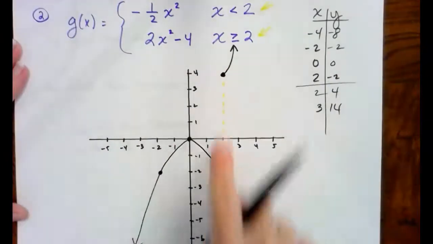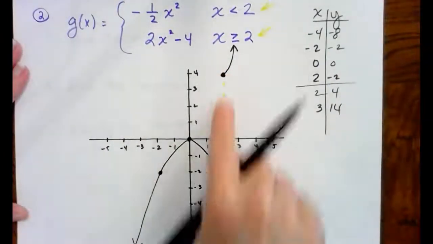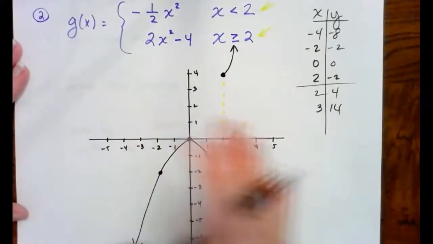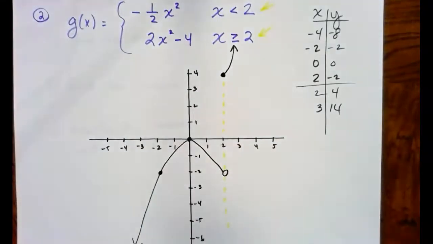The key is realizing where the line of demarcation is right here between the first piece of the function and the second piece of the function.